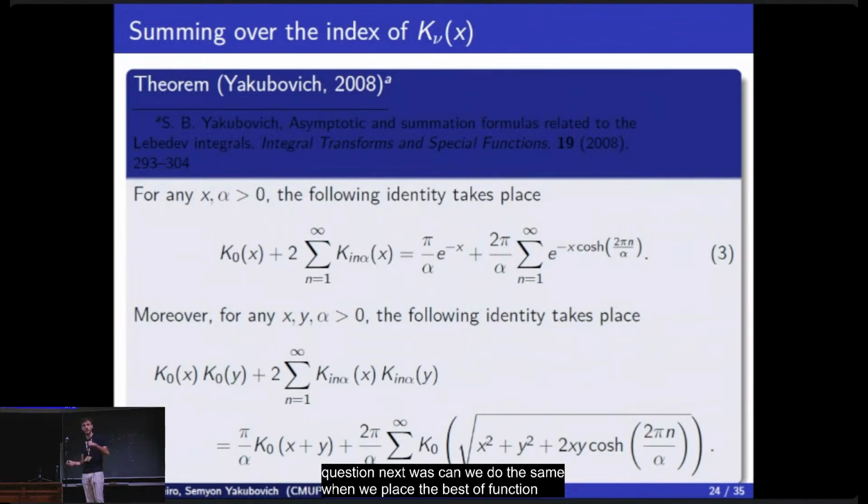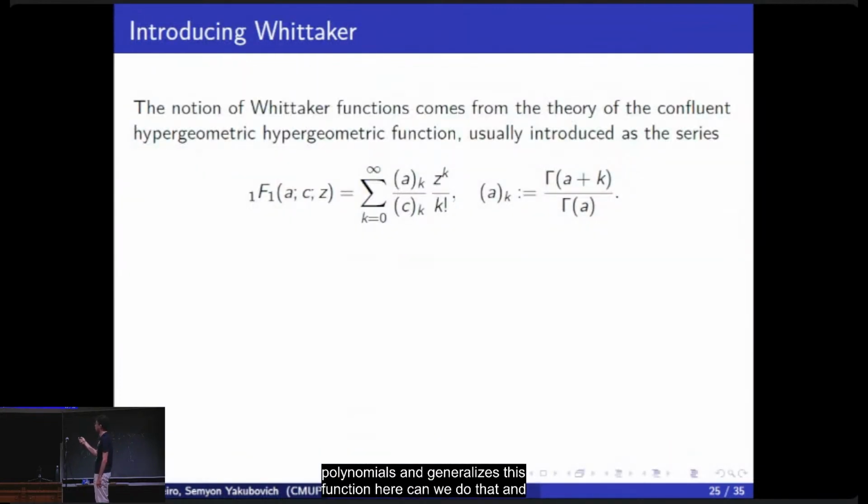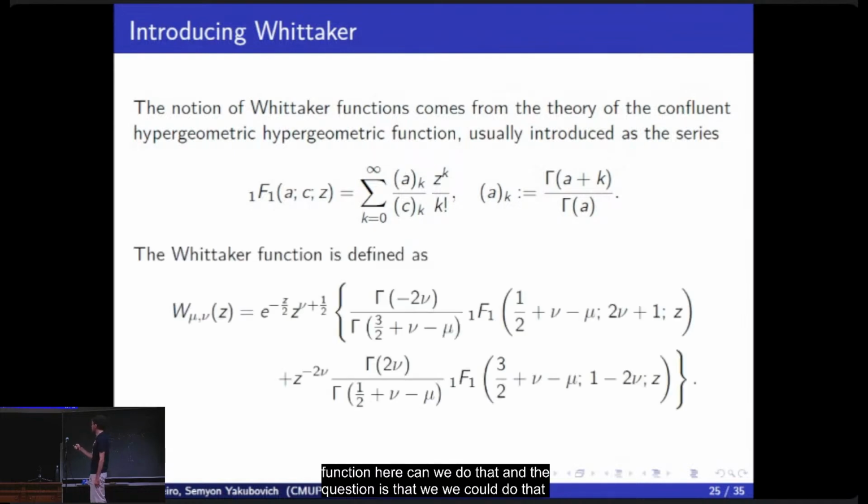the Whittaker function, which actually appears in orthogonal polynomials? It is related with Laguerre polynomials and generalizes this function here. Can we do that? And the answer is that we could do that. Let me just introduce the function in question. The Whittaker function is usually introduced as this combination of confluent hypergeometric functions.